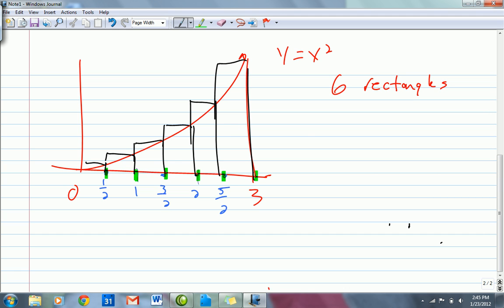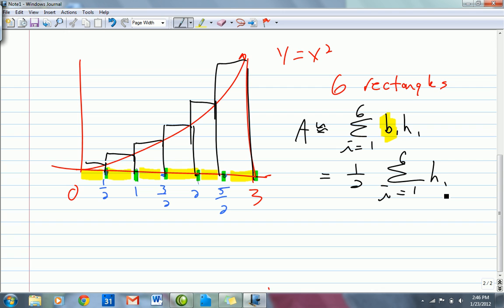Okay, and so what we have here is the area will be approximately the sum of, I'm using a little sigma notation, the sum from 1, in this case, to 6 of all the bases, b sub i, times the heights. Okay, and since each of the bases is 1/2, here are the bases. The length of each base of the rectangle, 1/2, 1/2, 1/2, 1/2, 1/2, 1/2. Each of the bases is the same, 1/2. I can actually pull that out, which is going to be 1/2 times the sum of the heights.